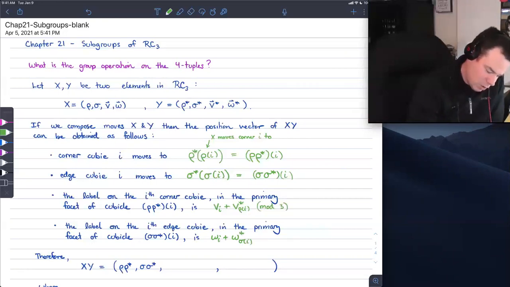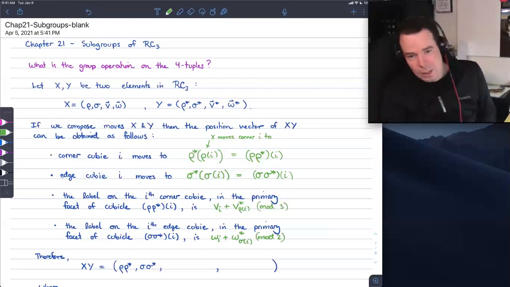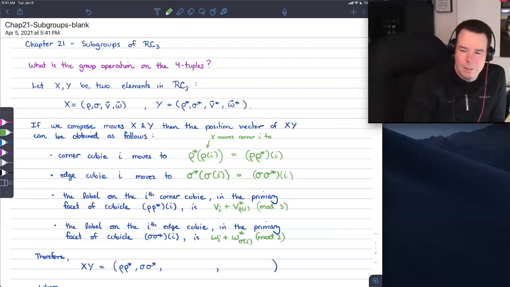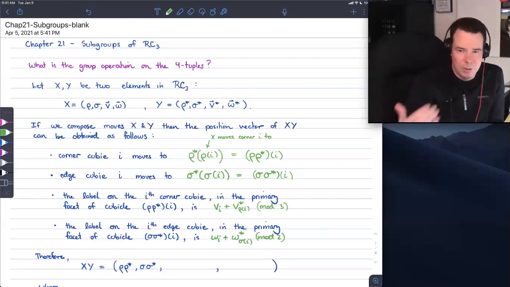That's for the edges, and this would be mod 2. So mod 2, because if it had already been flipped and then it got flipped again in the second move, then it would have been flipped twice. It would have had a 1 plus another 1, which is 2. But flipping twice means the zero's back in there. So 1 plus 1 is 2, which is equivalent to 0 mod 2.